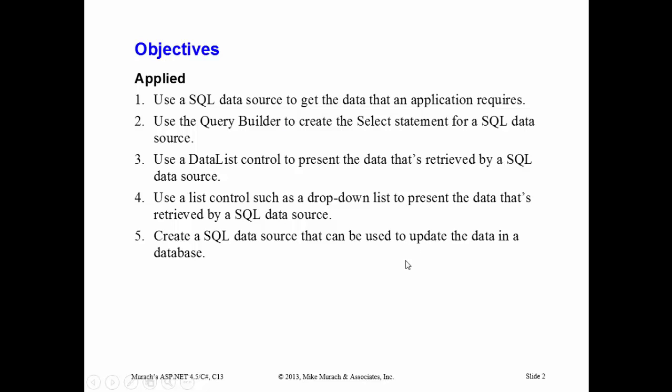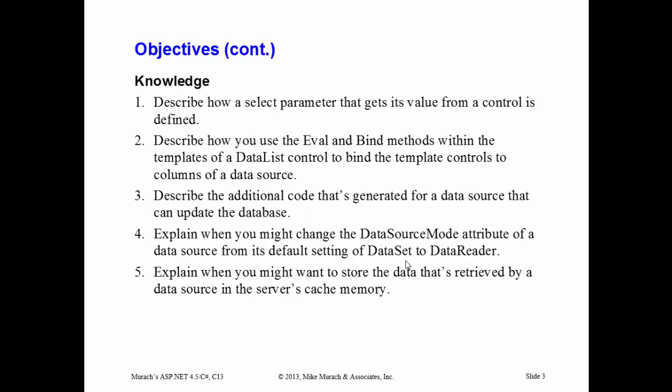So this chapter talks about connecting to SQL data using some of the controls, specifically the SQL data source control. We'll talk about how to use the query builder to get data using a select statement. We'll use the data list control to show that data up on a web page. We'll use list controls like a drop-down list to also show the data. So a couple different controls, different ways to present the data. And then creating SQL data sources that can not only show the data, but also be used to update the data in the database.